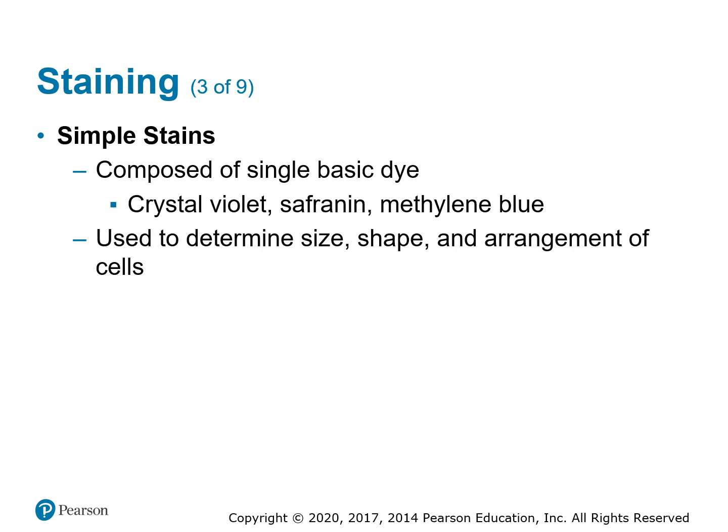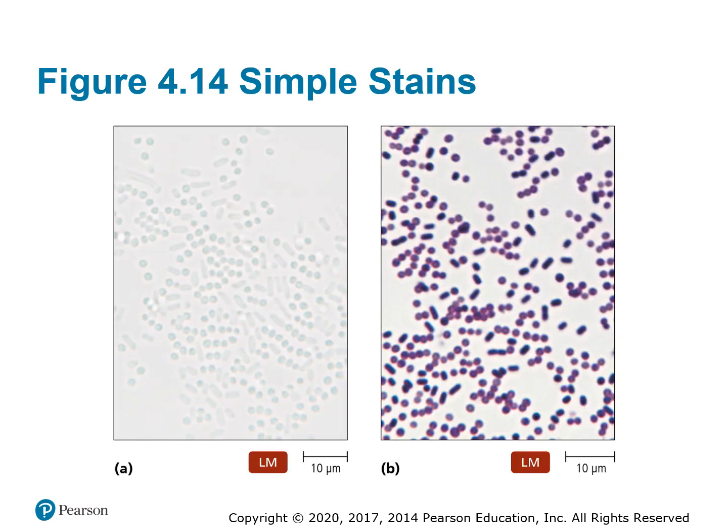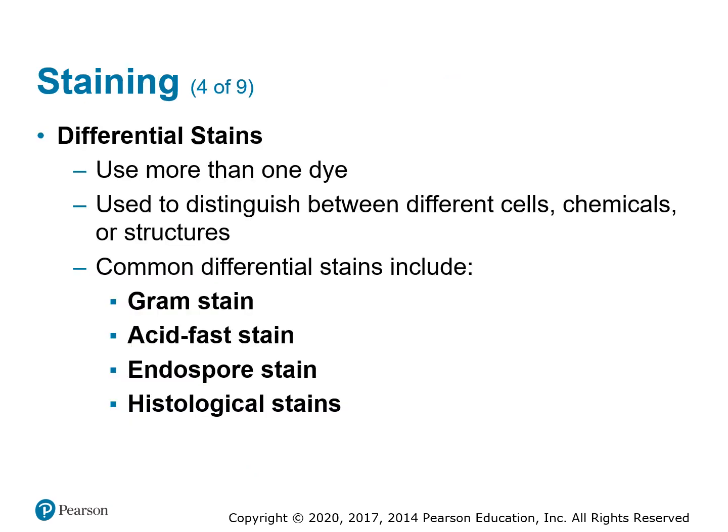So simple stains, they're fairly simple dyes. You have things like crystal violet, safranin, methylene blue, things that are used to visualize things almost immediately. These are for the shape, size, arrangement of your cells. And here you can kind of see some bacteria without a stain and some with a stain. As you can see, they're much better visualized by the utilization of that stain.